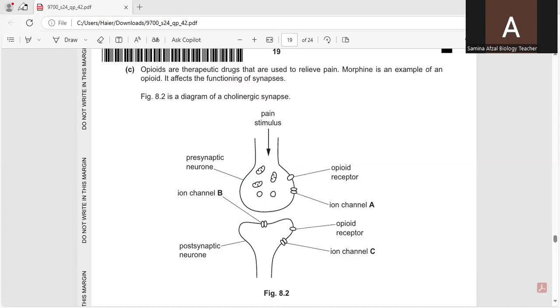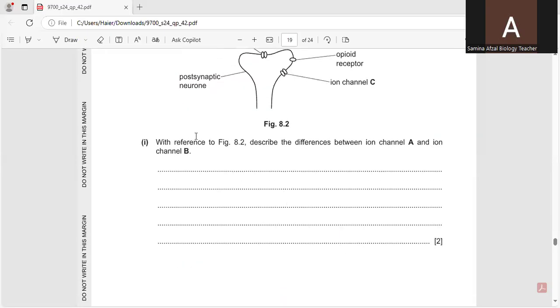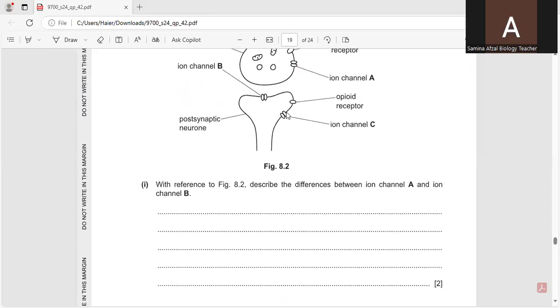So we will move to A, B, and C. These are the three different points. With reference to figure 8, describe the difference between ion channel A and ion channel B. You can see the ion channel A is present on the presynaptic neuron, whereas the other, B, is present on the postsynaptic membrane. So we will write the answer in this way.